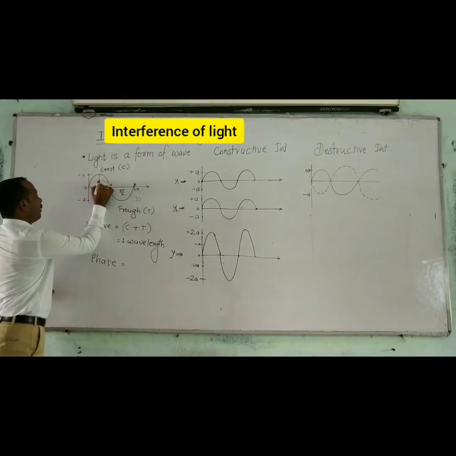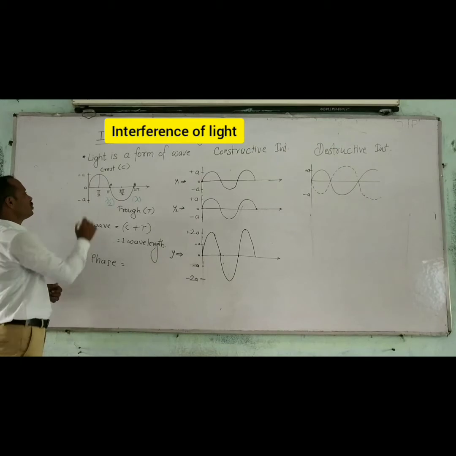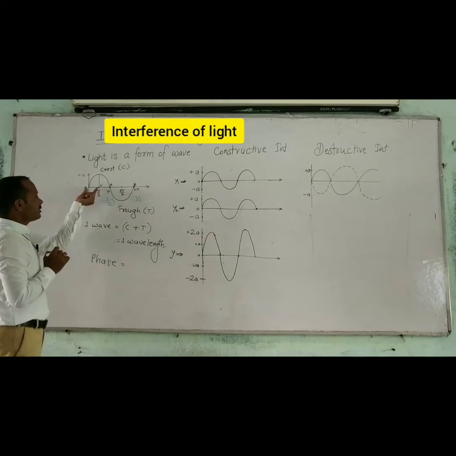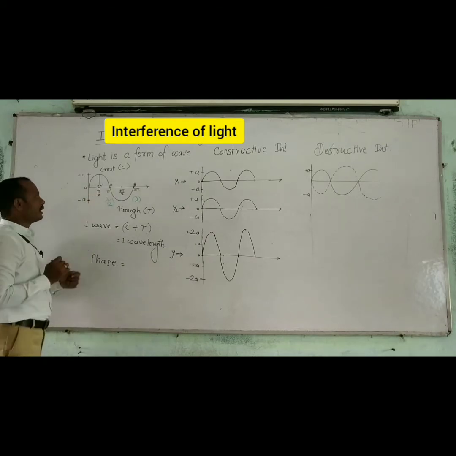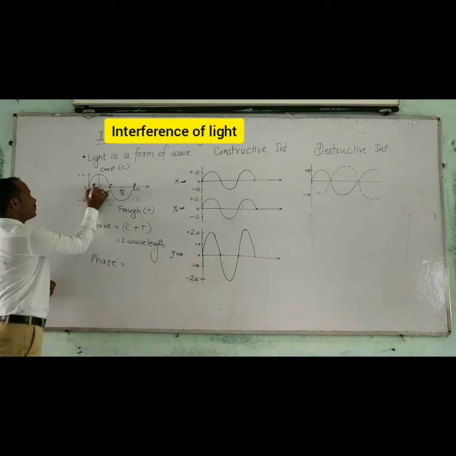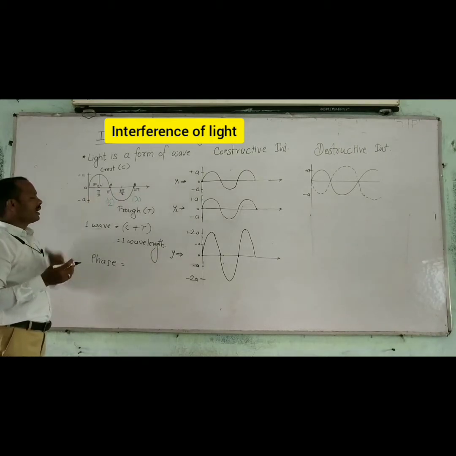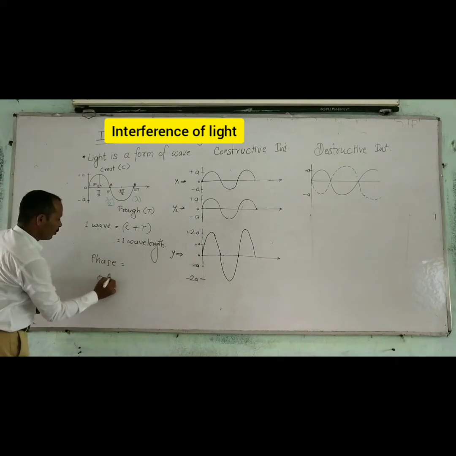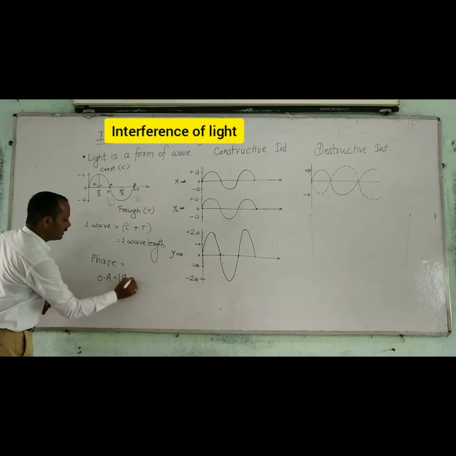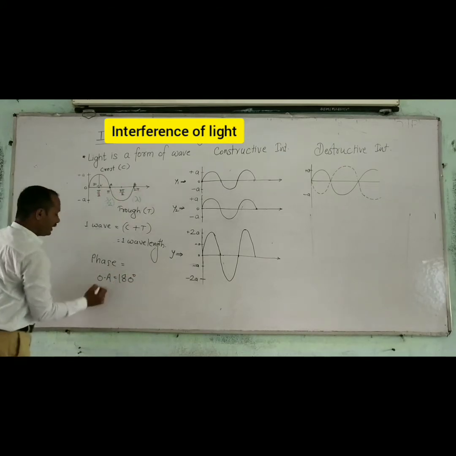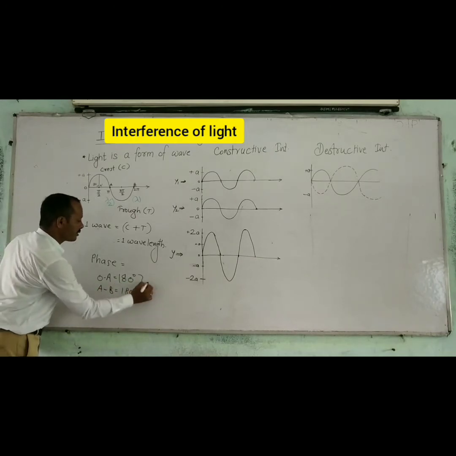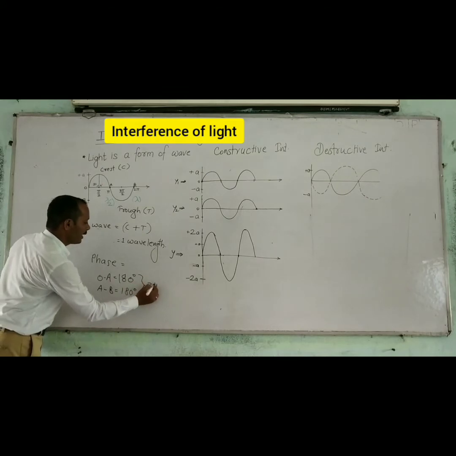Now we draw the amplitude, and when the particle moves from O to the point A dash, what is the angle covered by the particle or wave? That is 90 degrees. And the distance from A dash to A is another 90 degrees. Therefore O to A is equal to 180 degrees, and A to B is also 180 degrees. The total distance is equal to 2 pi.